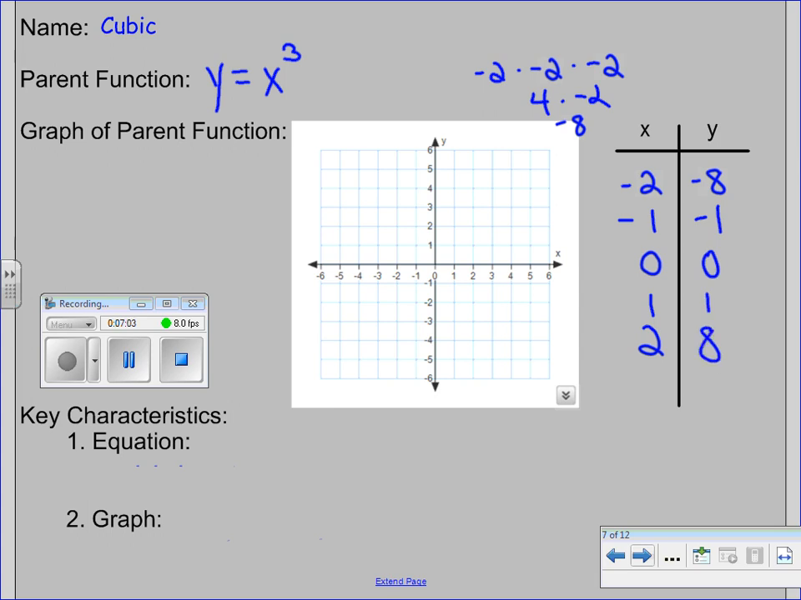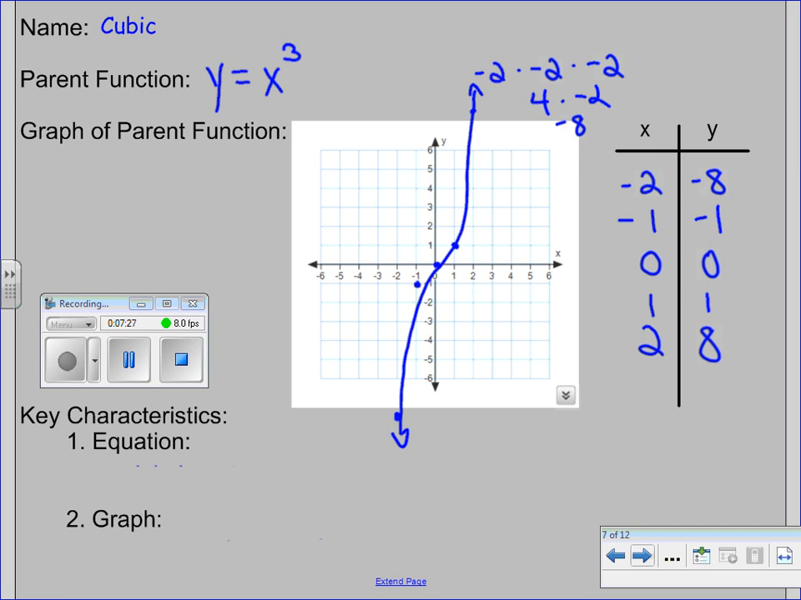If I'm ever going too fast, feel free to pause the video, try it yourself, and then play it when you're ready. So here we go, (-2, -8). It's going to go off of our graph a little bit, so I'm just going to kind of estimate. (-1, -1), (0, 0), (1, 1), and (2, 8) again will go off of our graph, but we can see this curve that has formed. All right, that is our cubic graph.